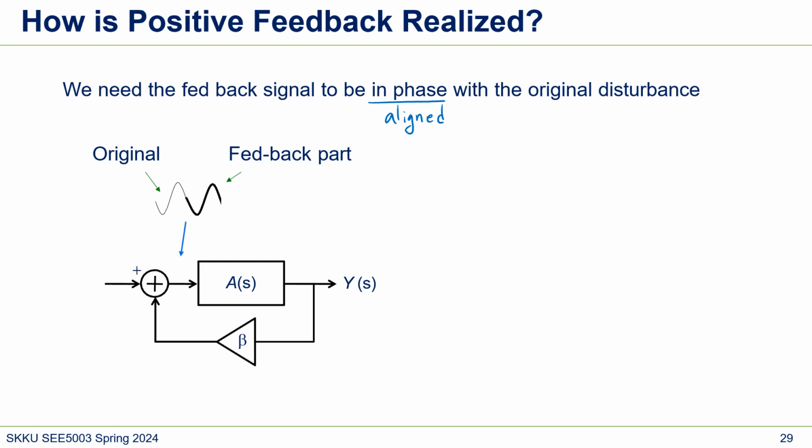So original was here, let's say, and then feedback should also be in the same phase, right? And then when we add them up, they will be bigger. So if it adds up, then they're getting bigger, right? So this is a minus sign. This minus sign will cause 180 degrees already.